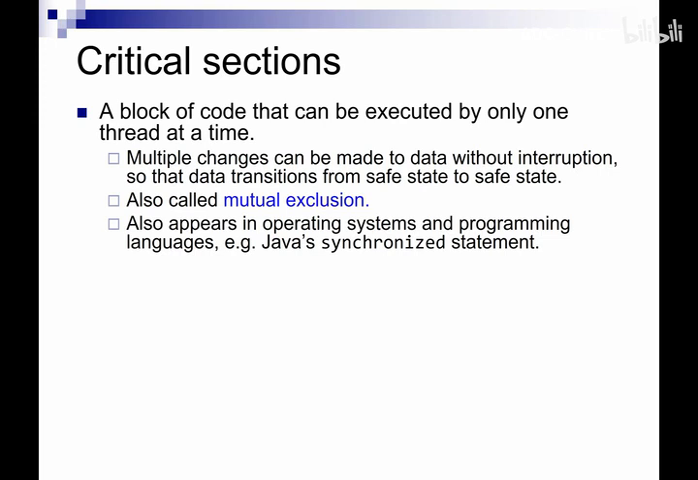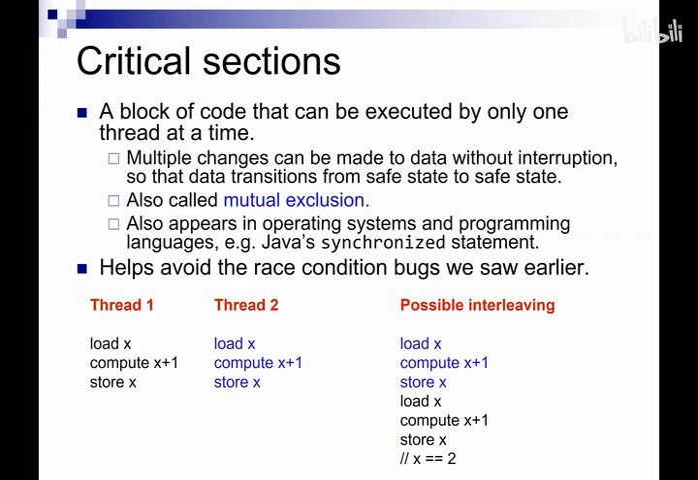There are many ways to use critical sections. For example, Java has synchronized statements, and they implement critical sections. Many other programming languages and operating systems also have ways for the programmer to use critical sections. The critical section helps you avoid the race condition bugs that we saw. For example, we were trying to increment a value, and that consisted of several operations.